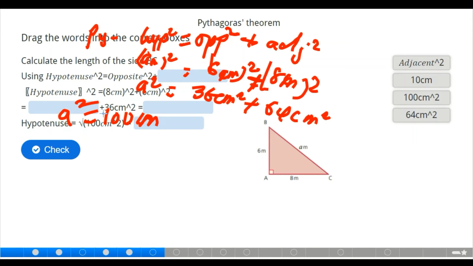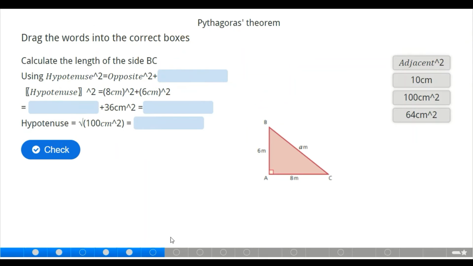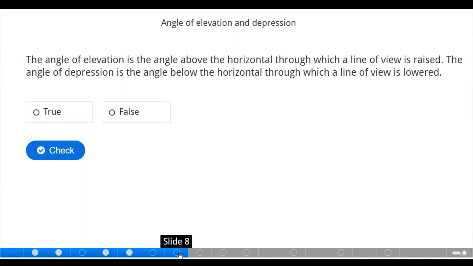Okay, now if we want to remove the square, then we introduce square root on both sides. Square root both sides. So the square root will cancel the square. Now what is the square root of 100? That is 10 centimeter. And that's the solution for this given problem, using what? Using Pythagoras theorem.